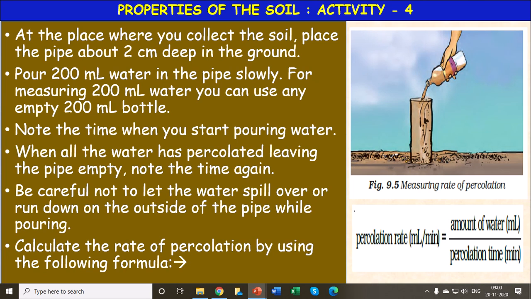For example, suppose that for a certain sample it took 20 minutes for 200 ml of water to percolate. So what is your calculation? The rate of percolation is equal to 200 ml by 20 minutes, that is equal to 10 ml per minute. Twenty tens are 200, so 10 ml per minute. So calculate the rate of percolation in your soil sample by using this formula.